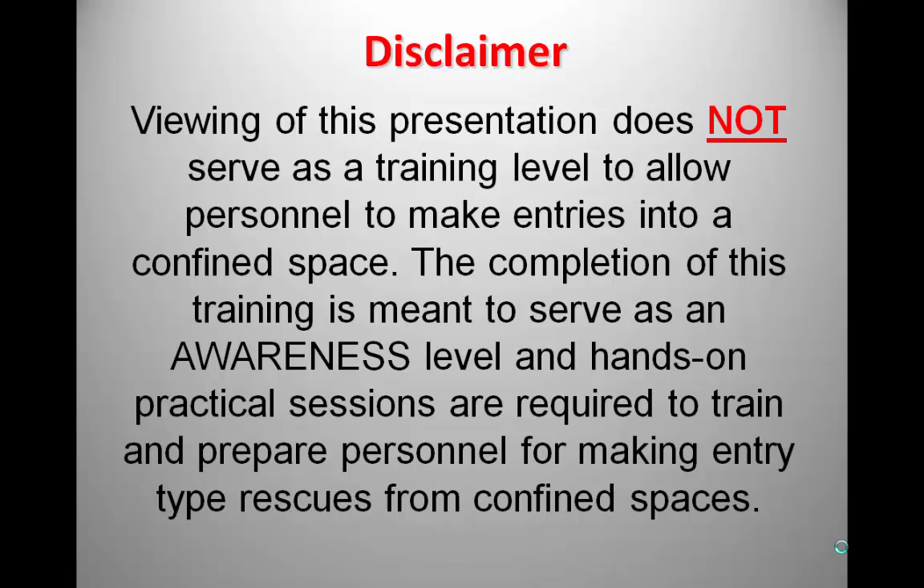As a disclaimer, this presentation covers awareness level only. We will discuss some operational overviews. However, the discussion is just that, a discussion. Overall, to do the hands-on or to be considered an entrant or operations level, a hands-on practical session is required to meet those objectives.